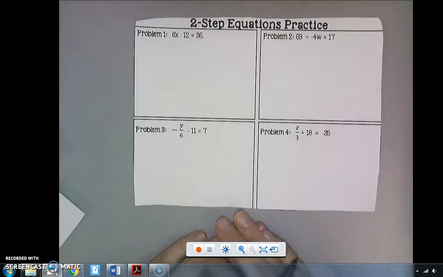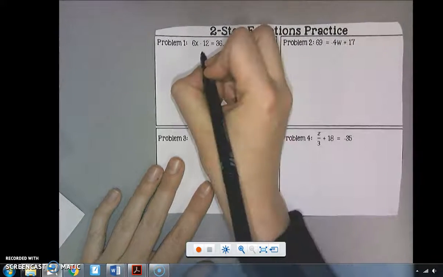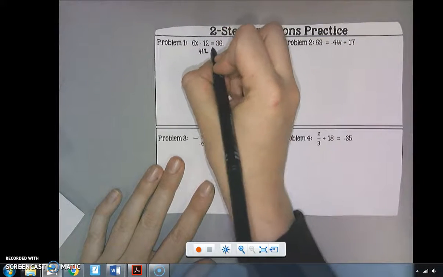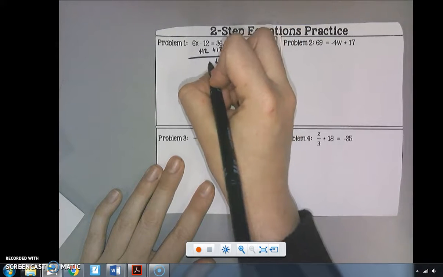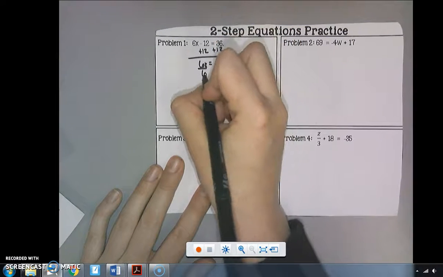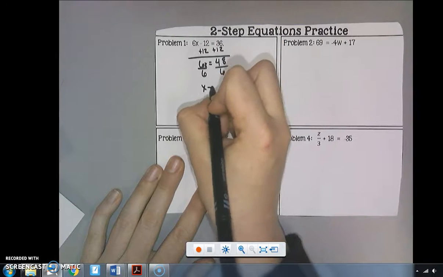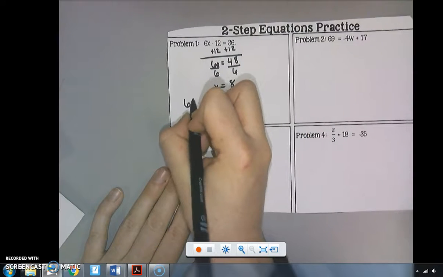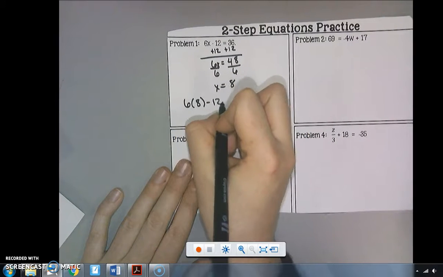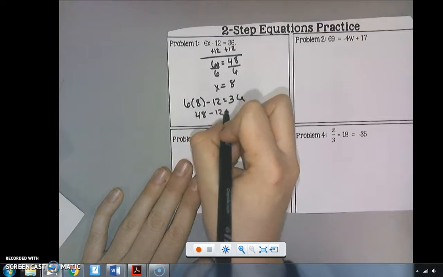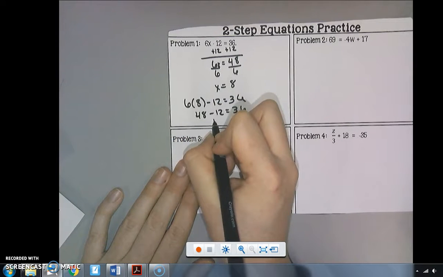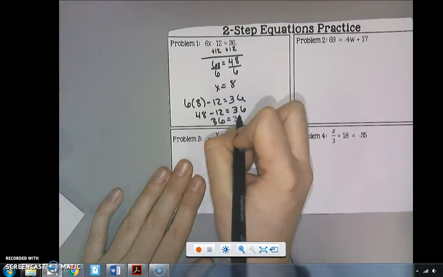All right, then we're on to our next. So let's look at these two problems. We want to add 12. We'll have 48 equals 6x. Divide by 6, and x equals 8. And we can check. We always want to make sure we check. 6 times 8 is 48, minus 12. And that definitely equals 36.